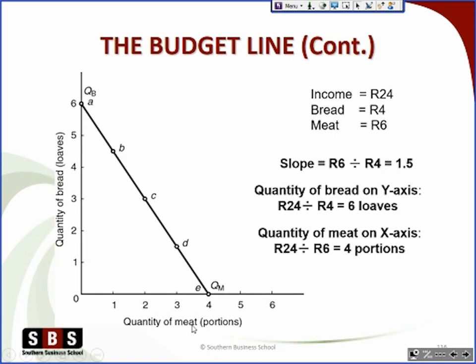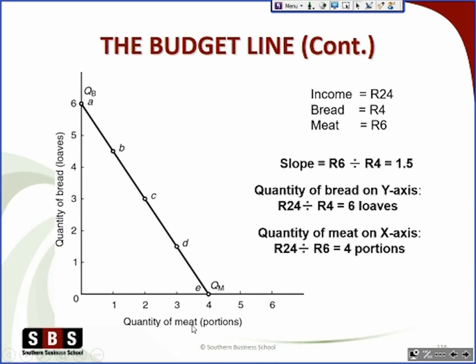So what that says to you is you'll be given a budget. Your total income is your budget, 24 Rand that you have in your pocket. How much bread can you buy and how much meat can you buy? So bread is cheaper than meat. That's why it's only 4 Rand and meat is 6 Rand. From your total budget, you can divide your total budget by the amount of bread, which is 6. And that will give you, it's 4 Rand, but you can buy 6 loaves.